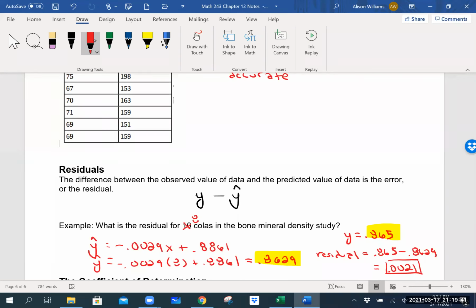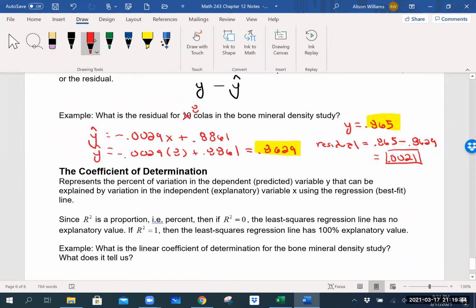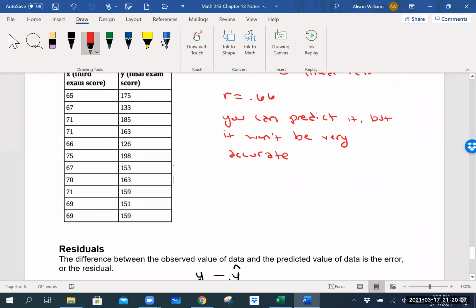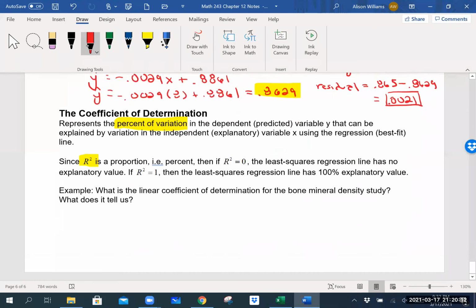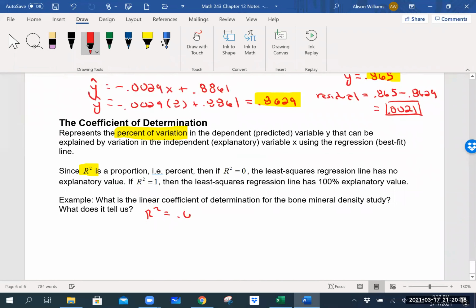All right, so the last little piece of the least squares regression line is what's called the coefficient of determination. The coefficient of determination represents the percent of variation. So it's a percentage, and it's r squared. In fact, it's the same r squared that we got off of Google Sheets and Excel. That is the coefficient of determination. So in our bone mineral density study, we got an r squared of 0.6491. So that is a percent, let's just say 65%.